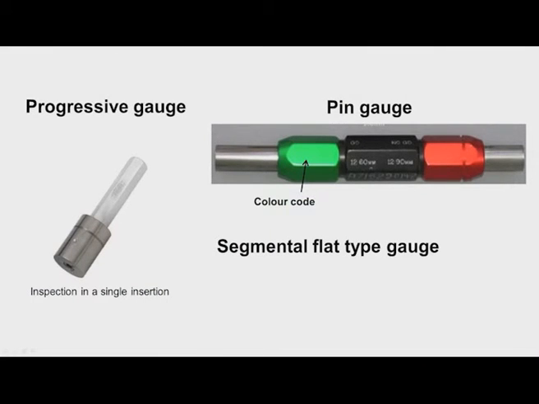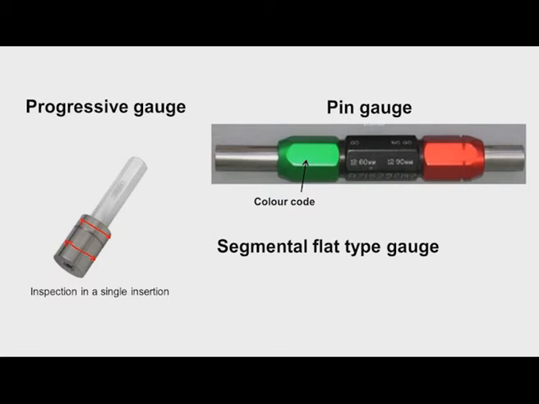You can see here there are two portions with the handle. This is the go gauge. So this diameter corresponds to the go limit, and this one corresponds to the no go limit. So in one insertion, inspection of the hole can be completed. That means time for checking the hole can be saved.